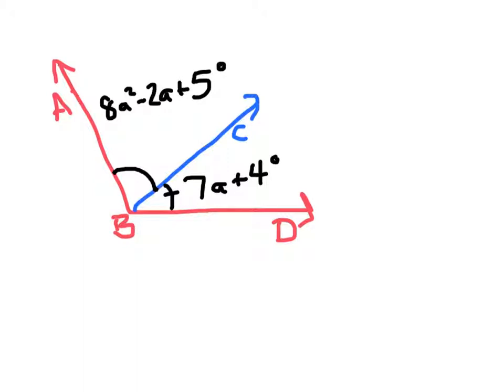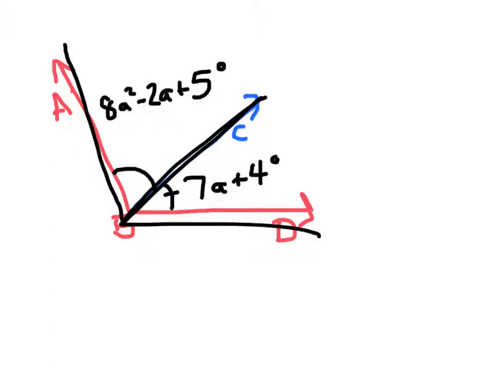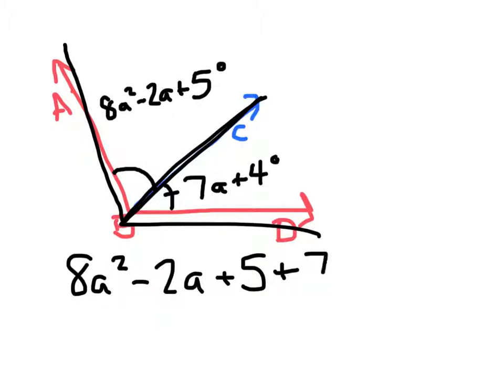So ABD includes which angles? It includes this angle and this one. Okay, so we just need to do what with those two values? If we're looking at the whole picture, we need to add those two values together. So that's what I'm going to do. 8a squared minus 2a plus 5, and we're adding the other value, plus 7a plus 4. Okay, and this will all be in degrees when we're done.